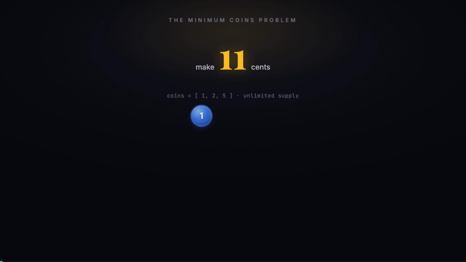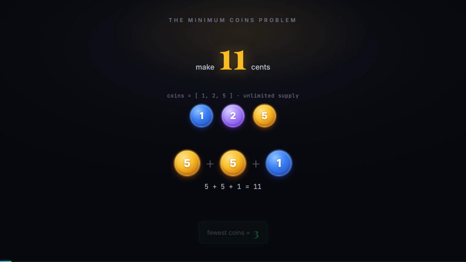11 cents. Coins of 1, 2 and 5. What is the fewest coins that make 11? 5, 5, 1. 3 coins. Sounds easy. Until the numbers get large. Let's build the algorithm that always finds the minimum.